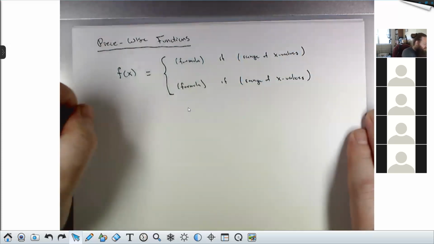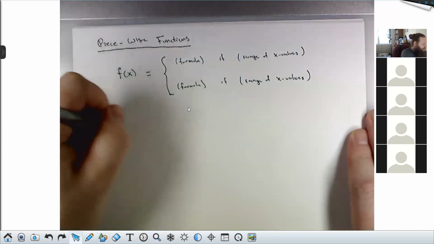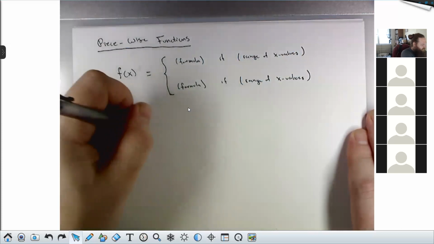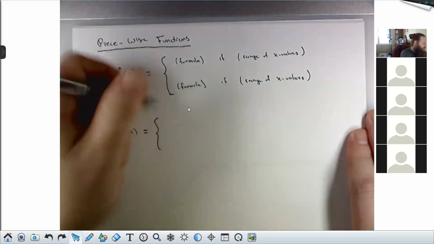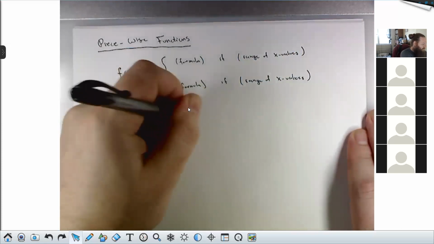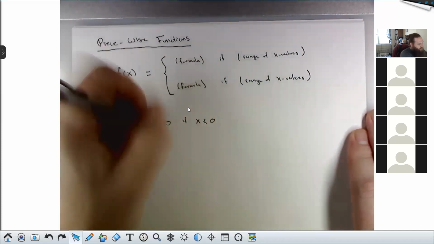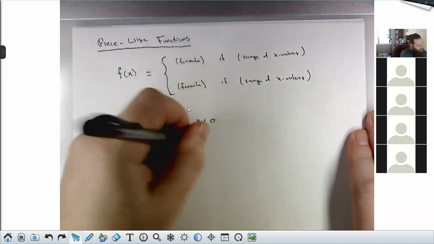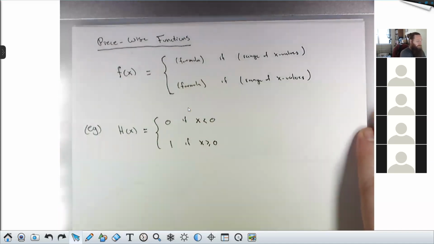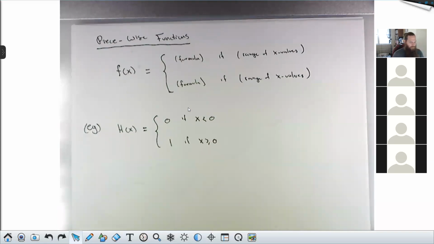So, simple example first. This is actually a famous one. I'll call it capital H of x. It's called the Heaviside function, named after Oliver Heaviside. This is 0 if x is less than 0, and it's 1 if x is greater than or equal to 0. This is a piecewise constant function. It kind of has two different behaviors. It behaves like the constant function 0 for all the x's which are negative, and it behaves like the constant function 1 for all of the x's which are non-negative.